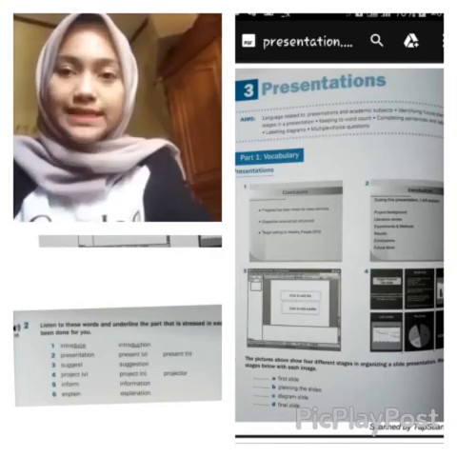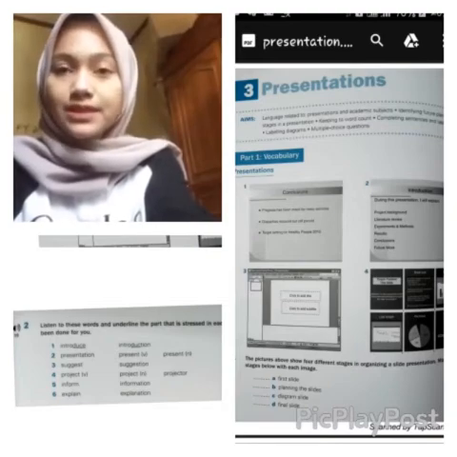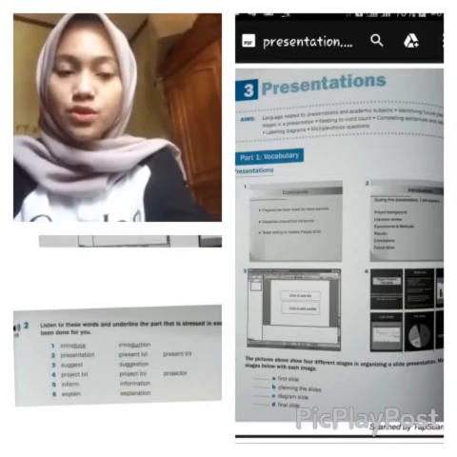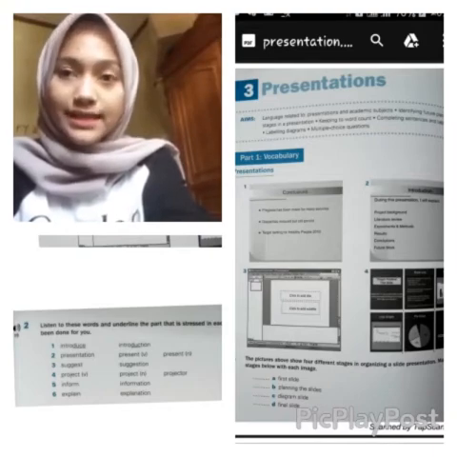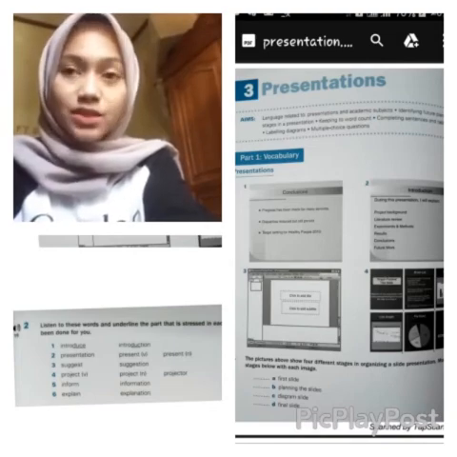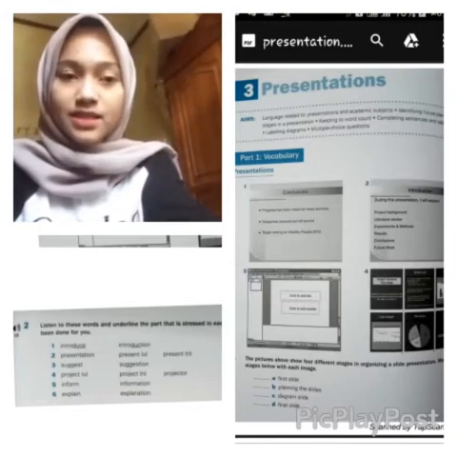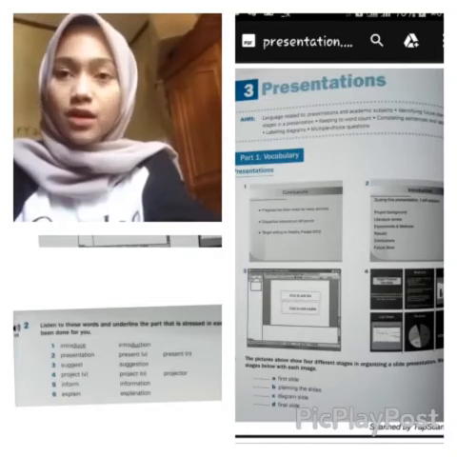As we can see in that material, part 1 is vocabulary, and there are 4 slides that we should match with the questions below the slides. The first slide is conclusion. It means that slide should be at the end of the presentation. The second slide is introduction. It is filled with the planning of the slide.